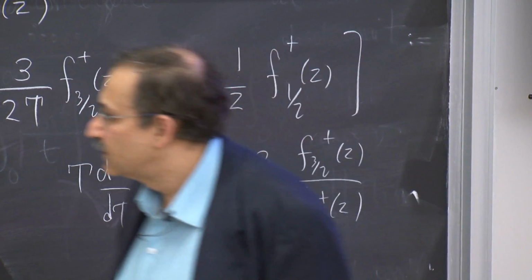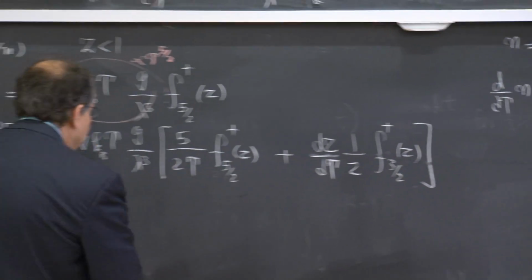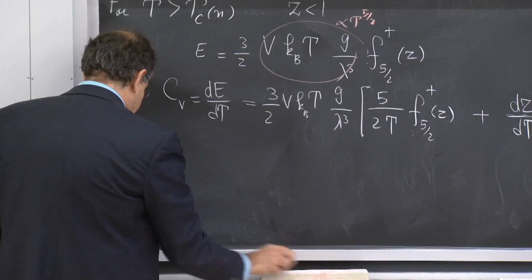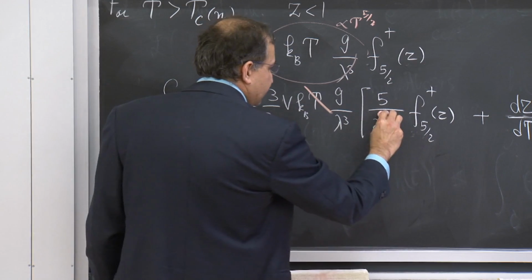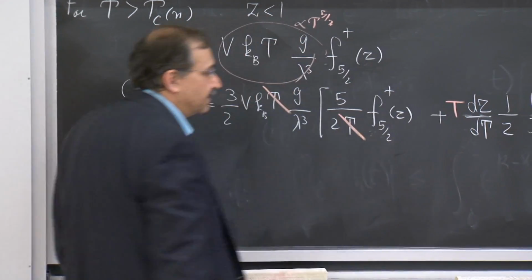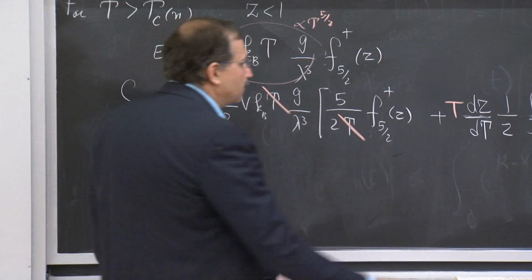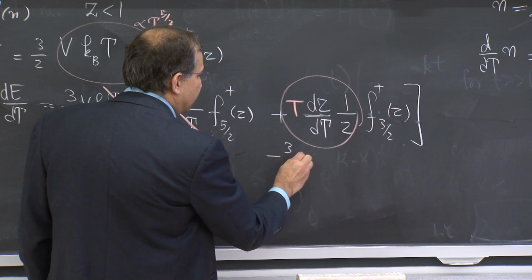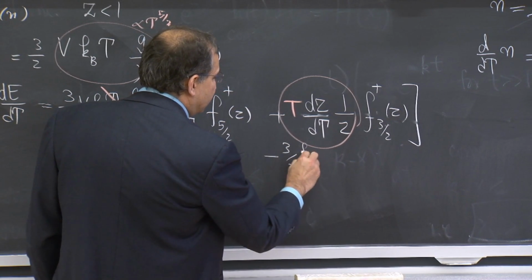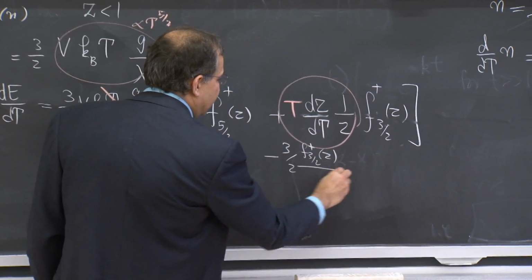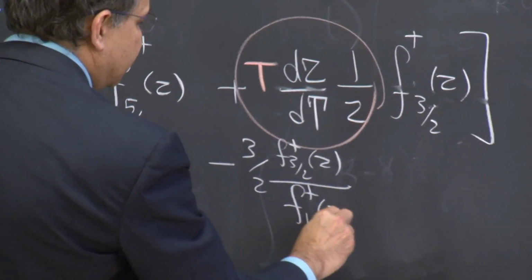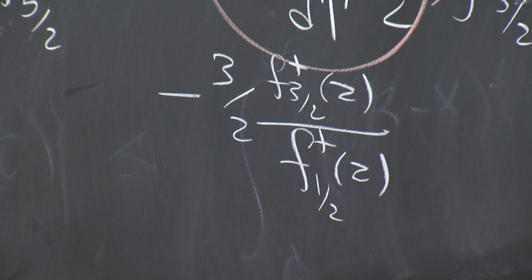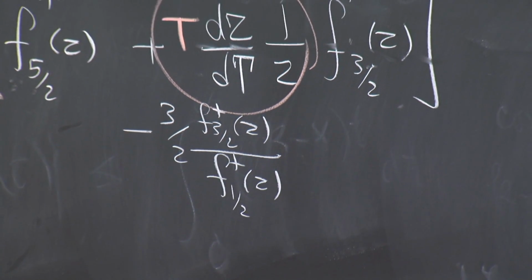So essentially, what I can do is multiply through by T. This T will get rid of this T, so I can bring a T over here. And this combination over here, I can replace from what I have there with minus 3/2 f_{3/2}^+(z) divided by f_{1/2}^+(z). Why is any of this useful? Well, it immediately gives the answer that I need.